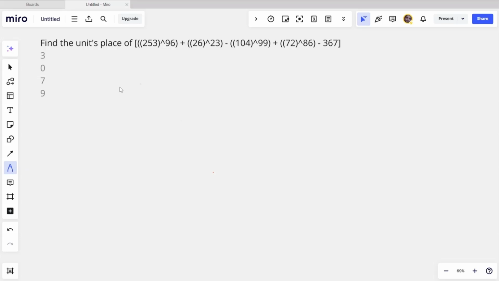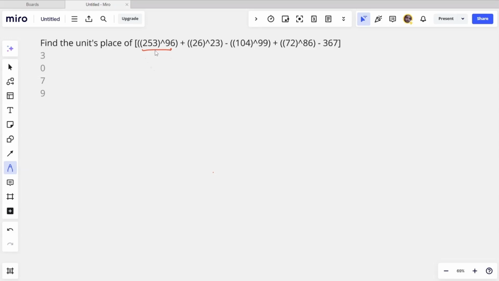Let me clarify: if you don't know the concept of power cycle, you will not be able to solve these types of questions. So it is recommended that you know the concept first, then try to solve these types of questions. Let's come to the question. Find the units place of 253 raised to the power 96 and so on. Let's try to solve this part of the expression first.